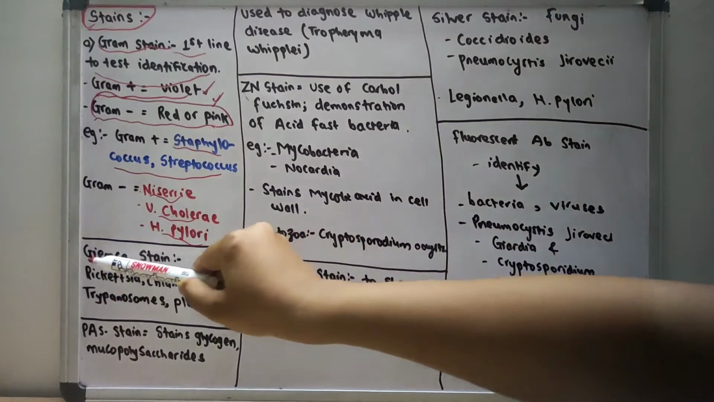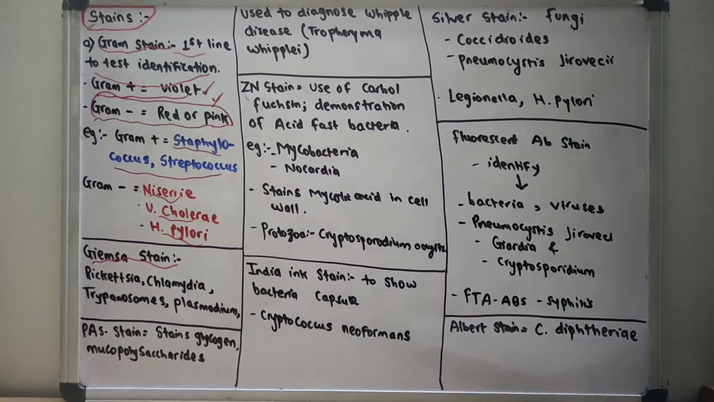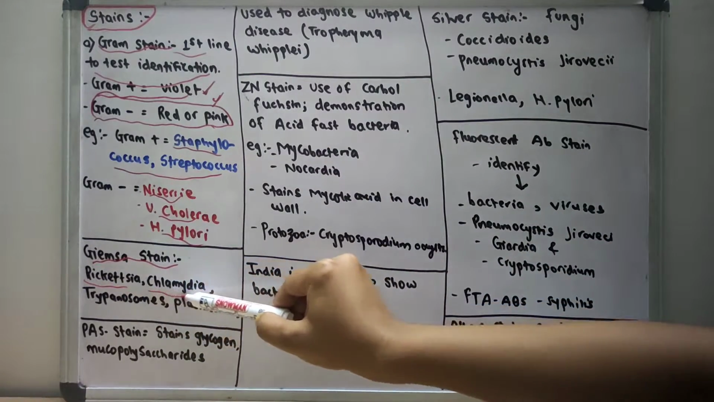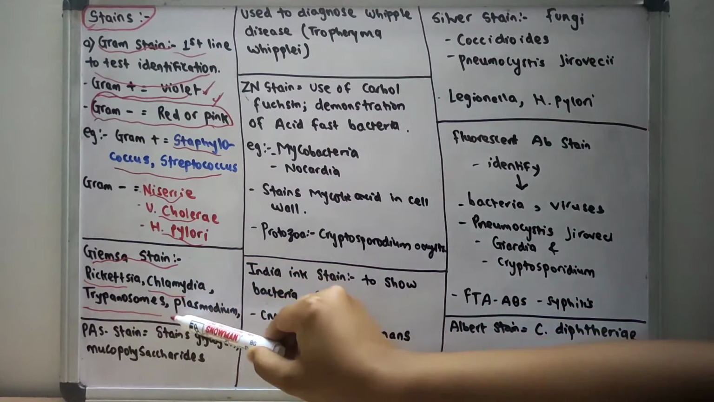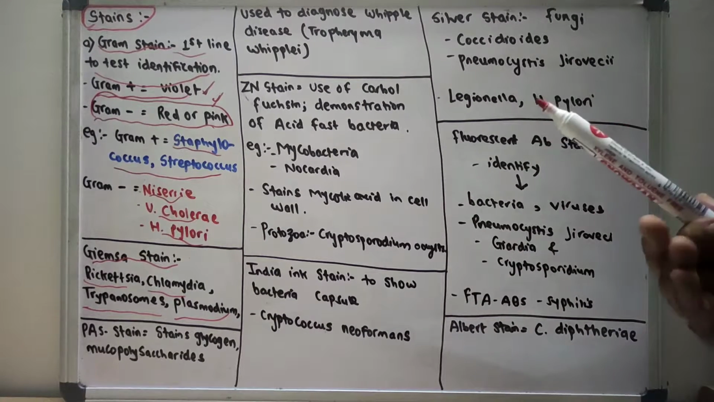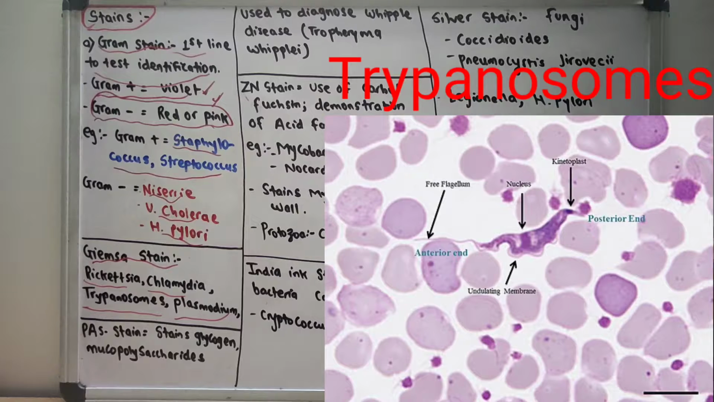Now let us talk about the Giemsa stain. The Giemsa stain is used to demonstrate the Rickettsia, Chlamydia, trypanosomes and Plasmodium. You can see in this picture the various trypanosomes that have been stained by the Giemsa stain. When stained by the Giemsa stain, trypanosomes appear like this.